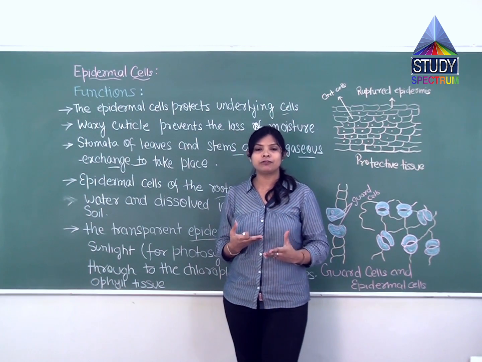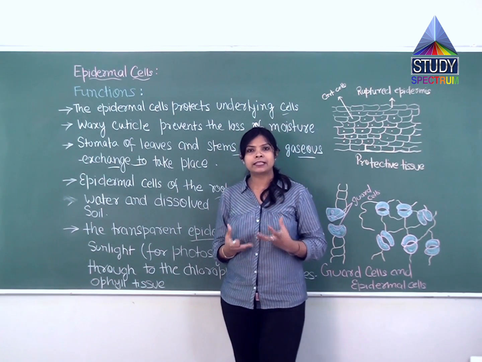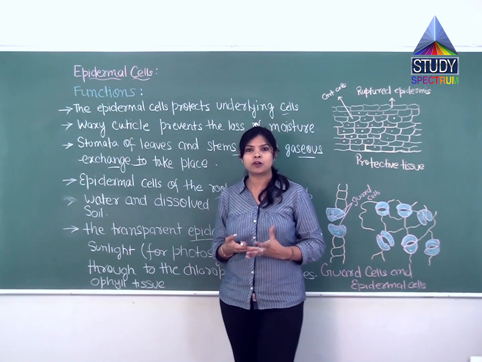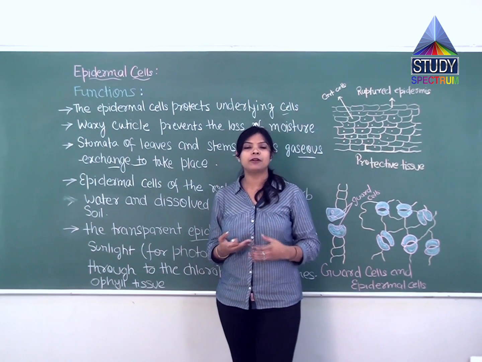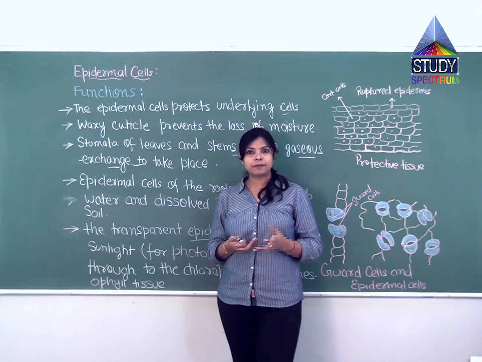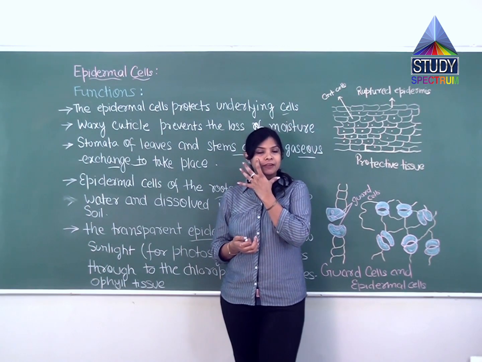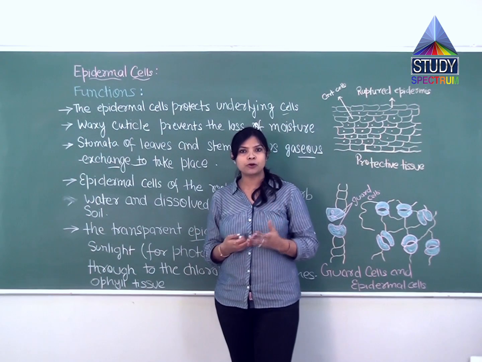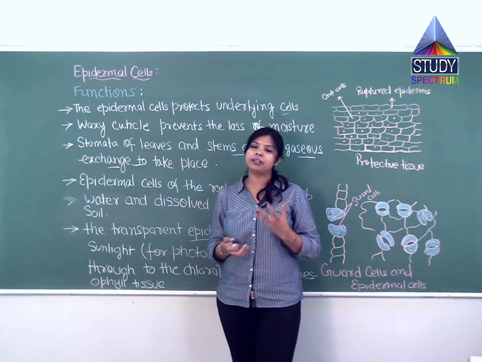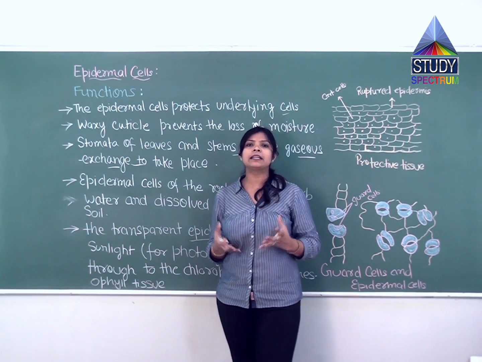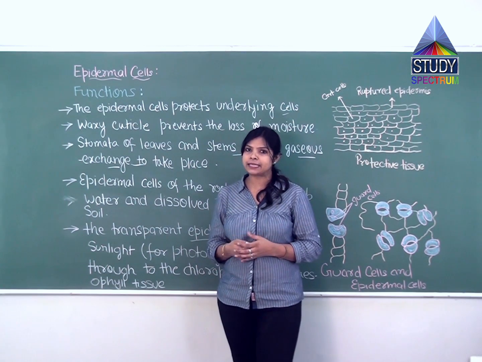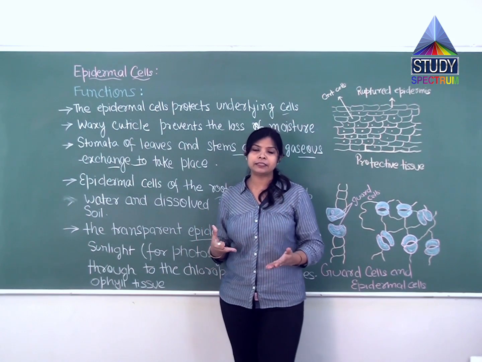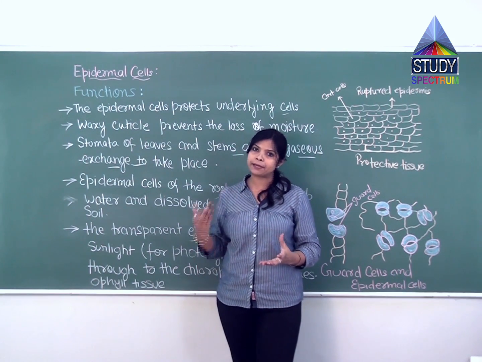Other than this, they are also found on the root surface, so that they increase the surface area for the absorption of minerals and water from the soil. There are also transparent epidermal cells. What is their function? They absorb the sunlight and pass it into the mesophyll tissues. So these are a few functions of epidermal cells. Here we have discussed another simple permanent tissue, the epidermal cells.